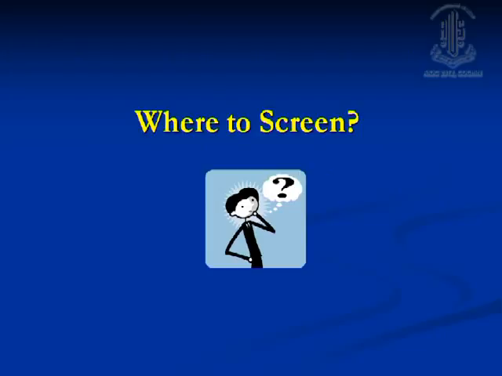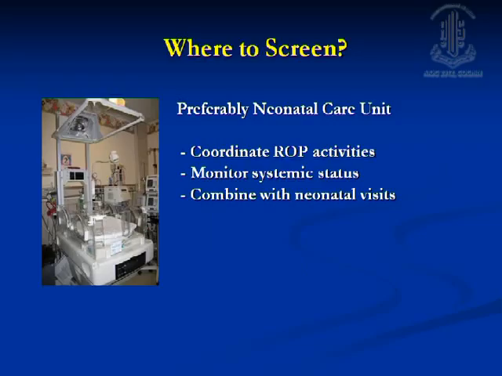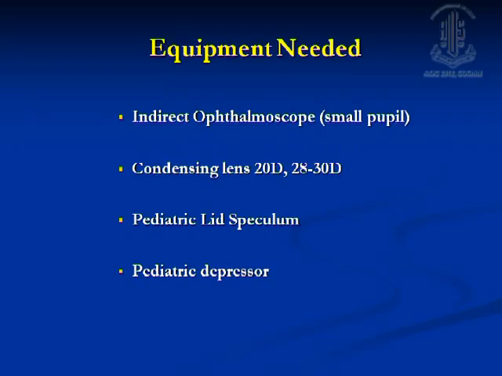Where to screen? The best place to screen is the neonatal ICU, where you can coordinate all the ROP activities and monitor the systemic status of babies. Combine them with routine neonatal visits. So it's a very ideal place where you can conduct these ROP screening programs. Very safe. What do you need?